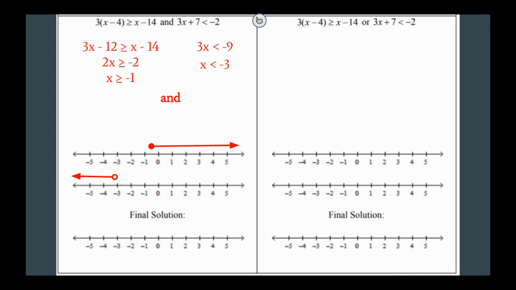So hopefully yours looks like mine. You get x is greater than or equal to -1, and x is less than -3. Okay, so what kind of numbers make both of those true? There's not any, right? There's not one that's less than -3 and greater than or equal to -1, so there's no solution.